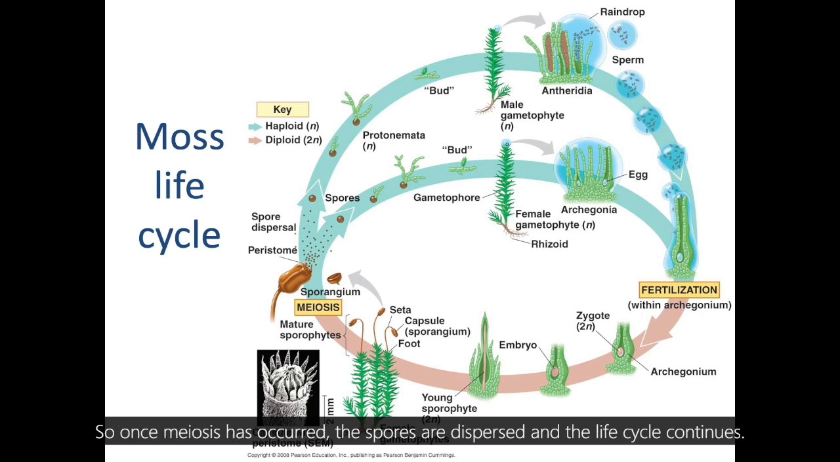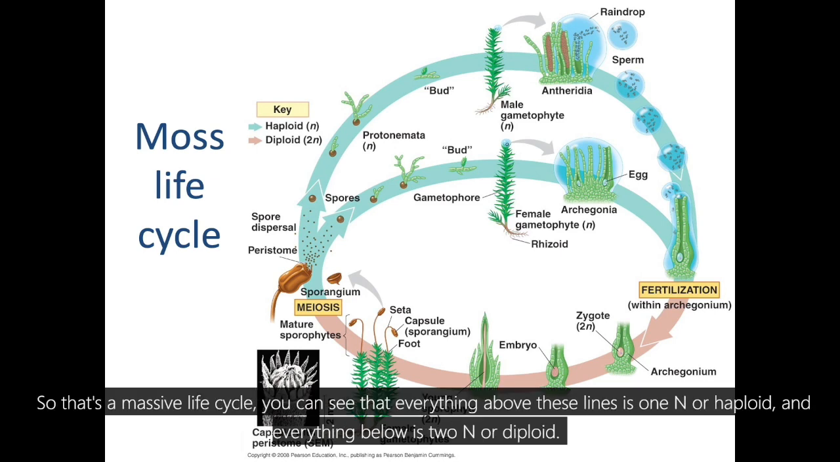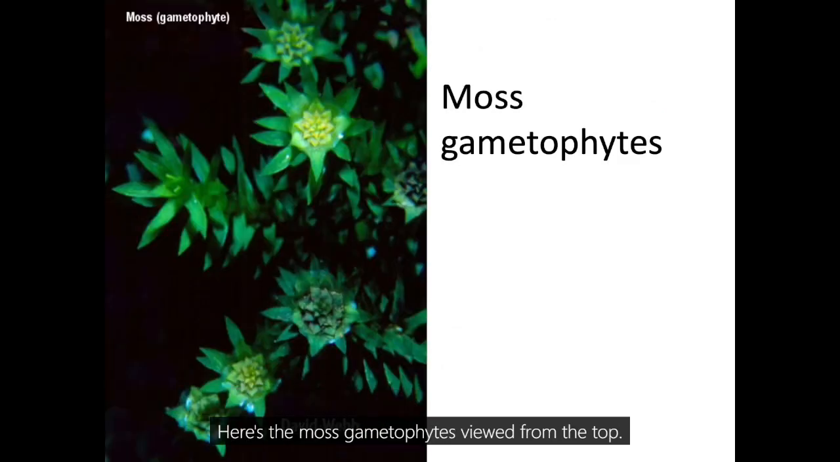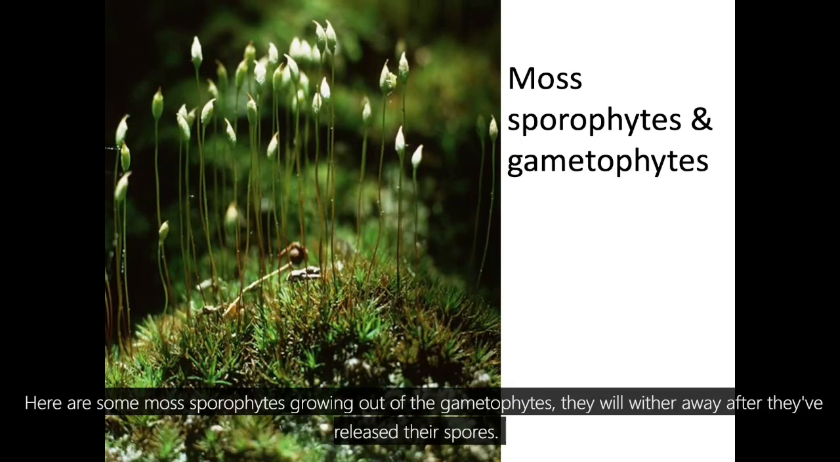So once meiosis has occurred, the spores are dispersed, and the life cycle continues. So that's a moss life cycle. You can see that everything above these lines is 1N or haploid, and everything below is 2N or diploid. Here are some moss gametophytes viewed from the top. Here are some moss sporophytes growing out of the gametophytes. The sporophytes will wither away after they've released their spores.